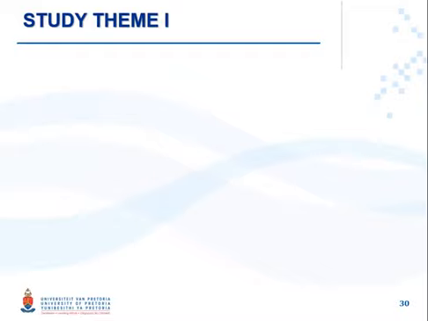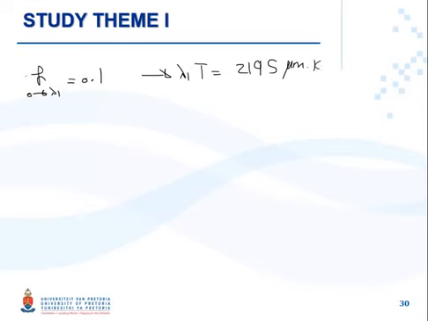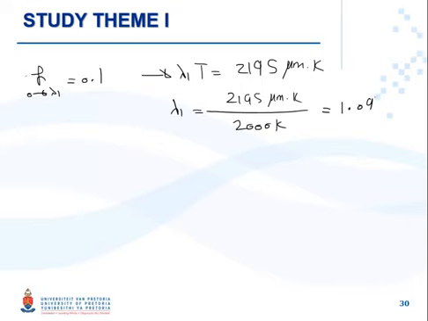So I've done the interpolation for F0 to lambda 1 equal to 0.1. Lambda 1 T will be 2.2195 micrometer Kelvin. We know the temperature, so lambda 1 will be 2195 Kelvin divided by the temperature, which was 2000 Kelvin. We have 1.0975 micrometer.